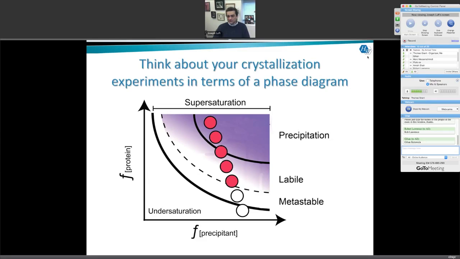So I have a question. Earlier on in the presentation, you said that you won't get a UV signal for amorphous precipitation, but you will get a UV signal for microcrystalline precipitation. Do you have any idea why that is?